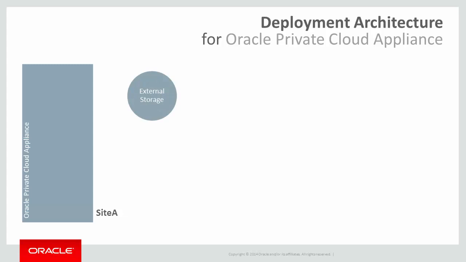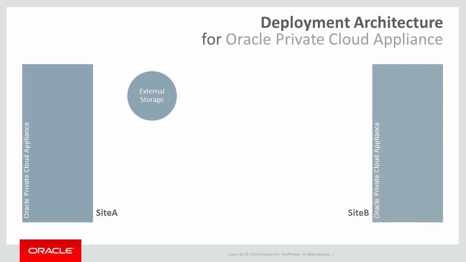The external storage array is where all of the Oracle VM guests, applications, and data reside. This is complemented by a second PCA at Site B data center. This is also connected to external storage where all of the Oracle VM guests, applications, and data reside for Site B.